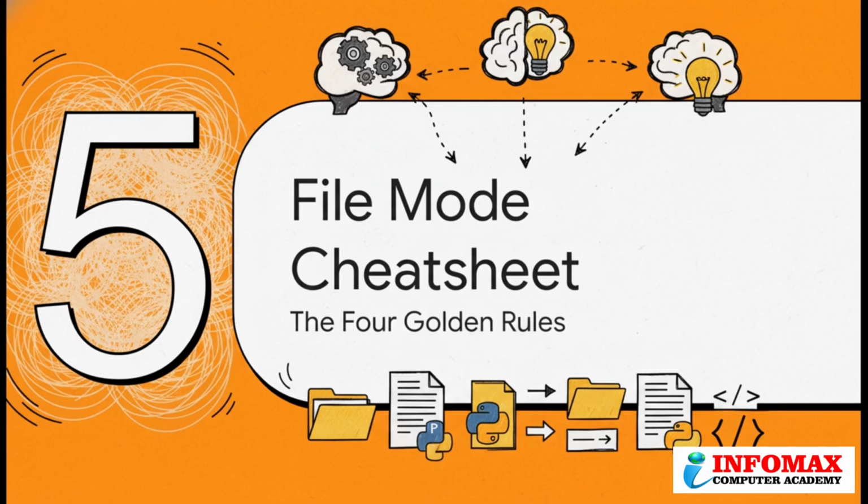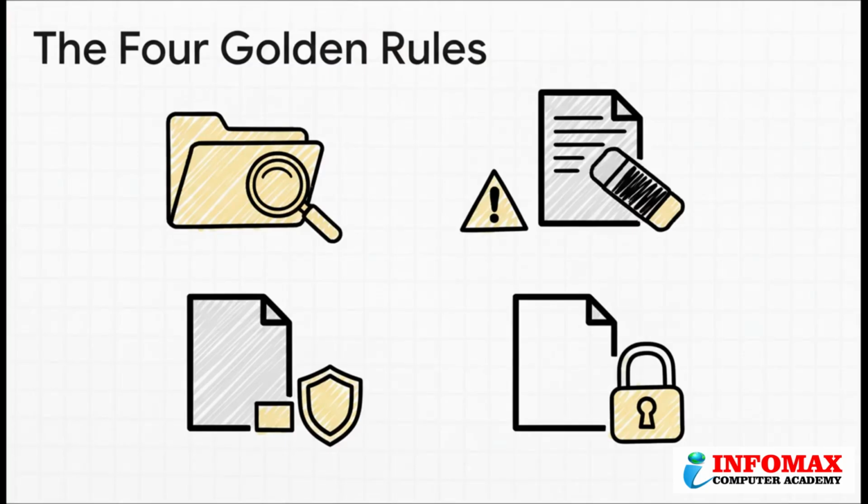Phew, okay, we've covered a lot of ground. So now let's boil all of this down into a simple, memorable cheat sheet. This is the part you'll want to screenshot in your brain. Here they are, the 4 golden rules. First, R for read. The file has to be there, no exceptions. Second, W for write. This is your warning sign.